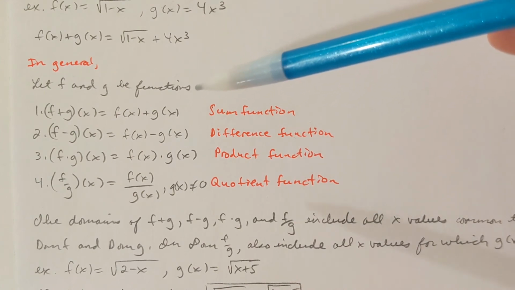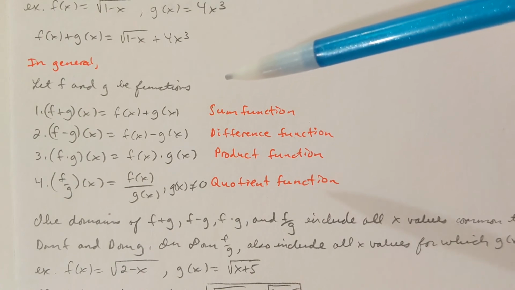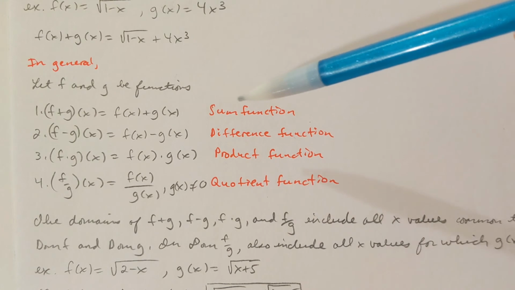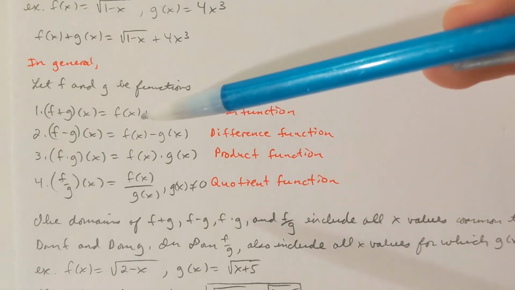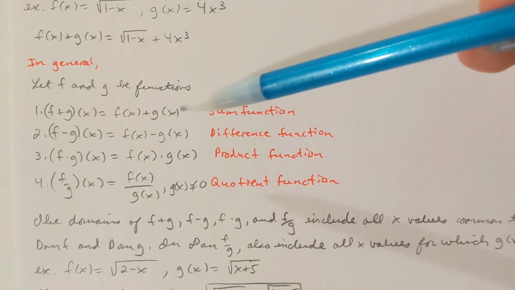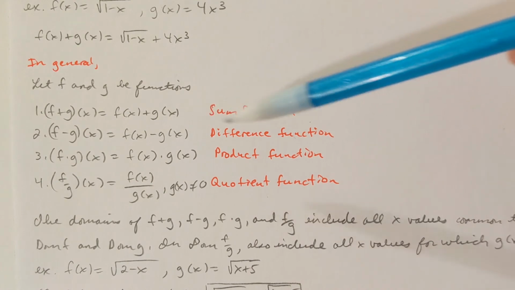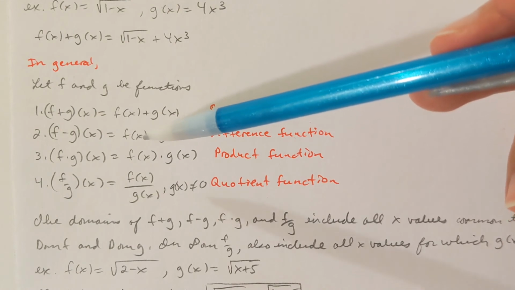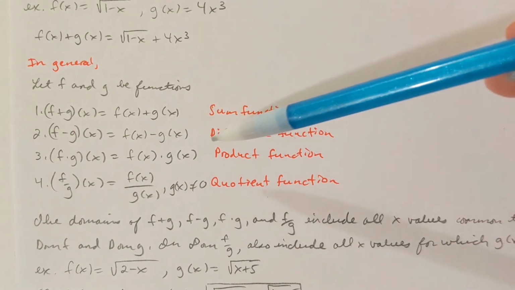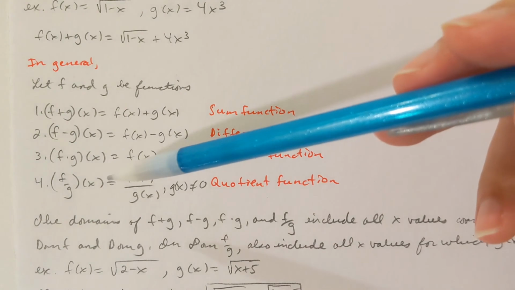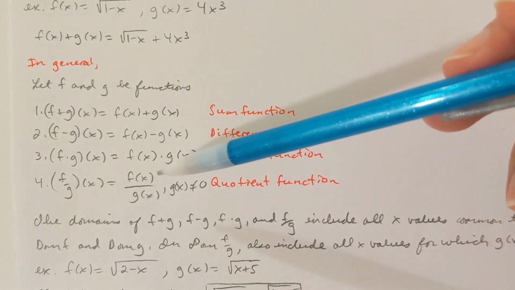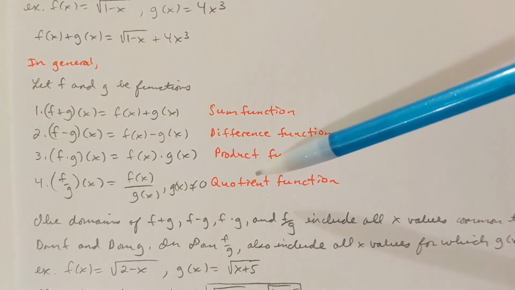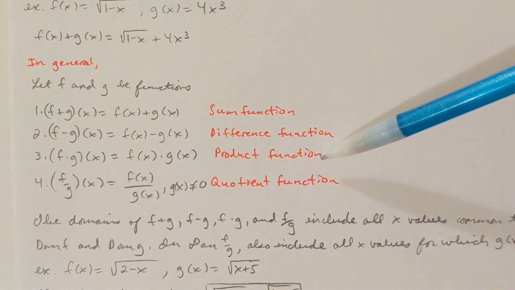Let f and g be functions. f plus g of x means I've got f of x plus g of x. We call it the sum function. f minus g of x is given by f of x minus g of x. We call it the difference function. Number 3, f times g of x is given by f of x times g of x. We call it the product function. And f divided by g of x is f of x divided by g of x. g of x can't be 0. And we call that the quotient function.